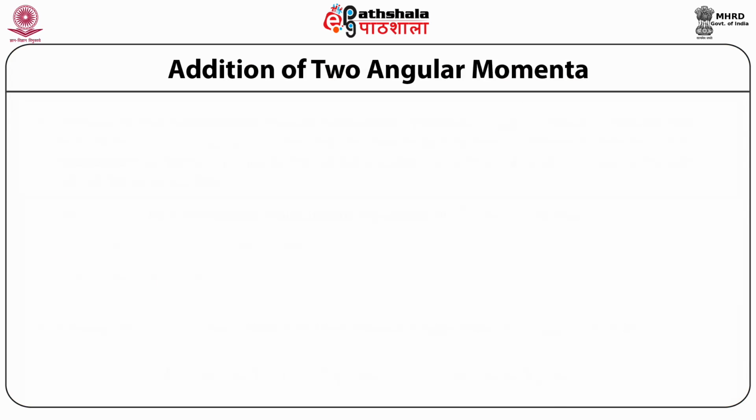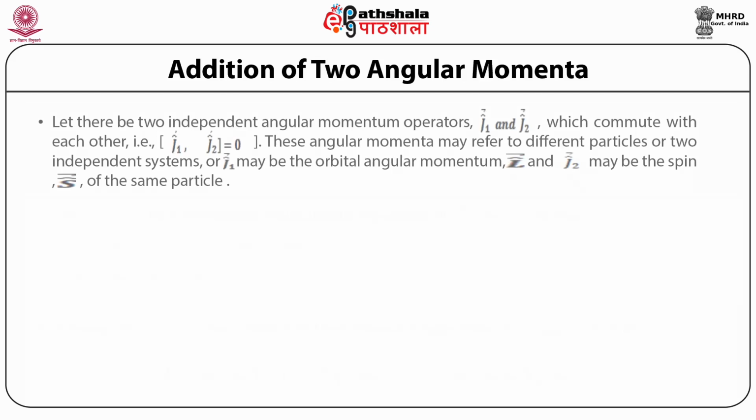Addition of two angular momenta. Now, in order to find out the addition of two angular momenta, let us start with two independent angular momentum operators, operator J1 and operator J2, which commute with each other, that is, they satisfy the commutation relation: the commutator of J1 and J2 is equal to 0.